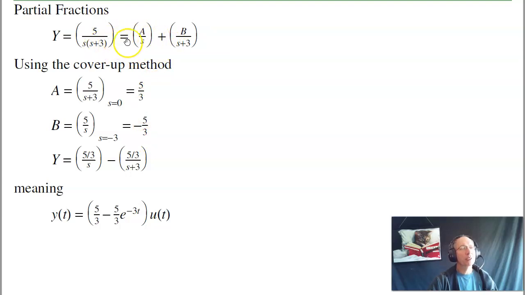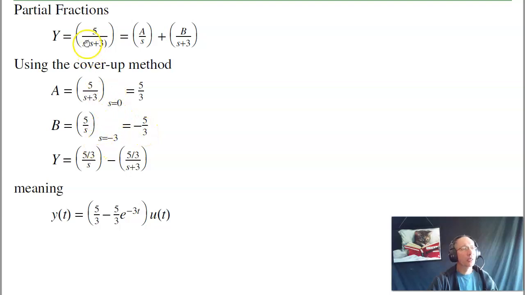Equals is a powerful symbol. That means these two are identical. When s goes to 0, this term blows up, goes to infinity, and that term doesn't matter. The amplitude has to match. So if I cover up the s, a is equal to 5 over s plus 3, near s equals 0. And I get 5/3. For b, when s goes to minus 3, this term blows up. So b has to be 5 over s as s goes to minus 3. So you just cover up the term you're expanding over, evaluate at that point, and you get your constants.